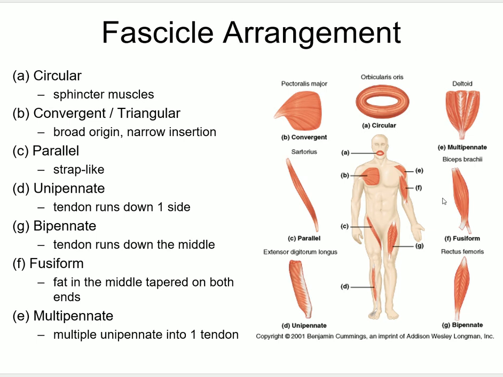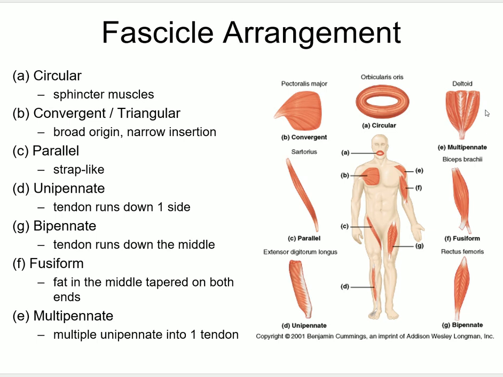Let's see, multipennant. Right here, do not confuse multipennant with convergent or triangular. So although it's a triangular shape on this deltoid, multipennant basically has a bunch of unipennants that hook into one tendon. So here on the deltoid, you can see there are multiple unipennants. So that's one, that's one, that's one, and that's one. And they're all hooking down into this one tendon. And that's on the deltoid, so right there, E.